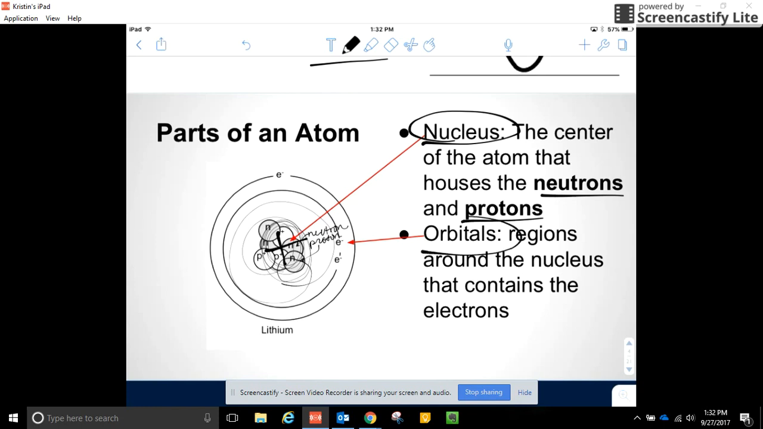The outer regions of the atom, which are called orbitals in this case, sometimes you'll see them referred to as shells, sometimes you'll see them referred to as levels. Orbitals is the most accurate of those terms, but that's where we're going to find the electrons in that atom. So the electrons do not live within the nucleus.